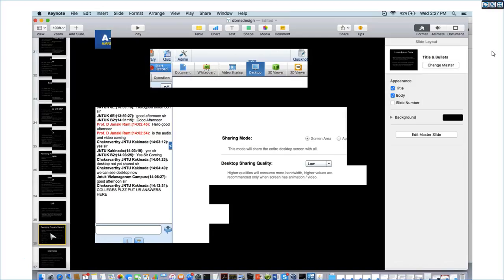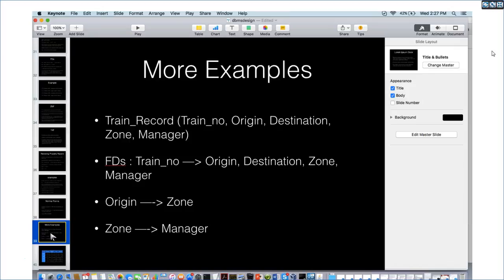Train record: train number, origin station, destination station, where the train is originating and where it is going, which zone the train belongs to, and the manager of that particular zone. The given functional dependencies are: train number determines the origin, destination, zone, and manager. For example, Godavari Express: origin is Visakhapatnam, destination is I think Hyderabad, zone is South Central, and the manager is some Tripathi.